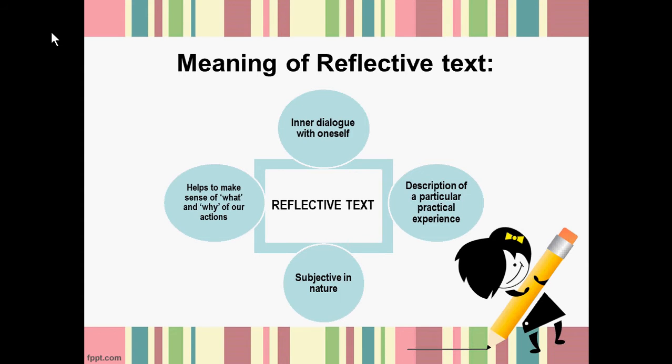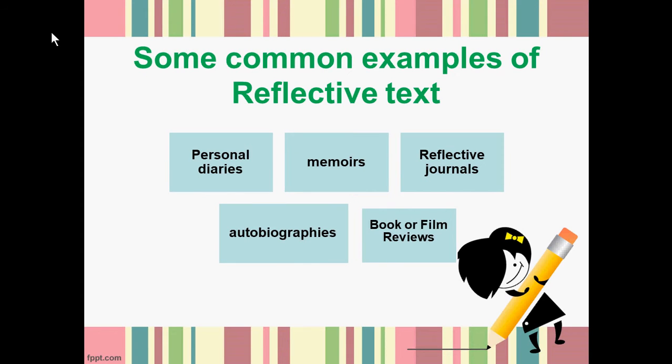It will help you to make connections between what you are taught in theory and what you need to do in practice. You reflect so that you can learn. Through reflection, you should be able to make sense of what and why you did and perhaps help yourself to do it better next time. Some common examples of reflective text are personal diaries, memoirs, reflective journals, autobiographies, book or film reviews.